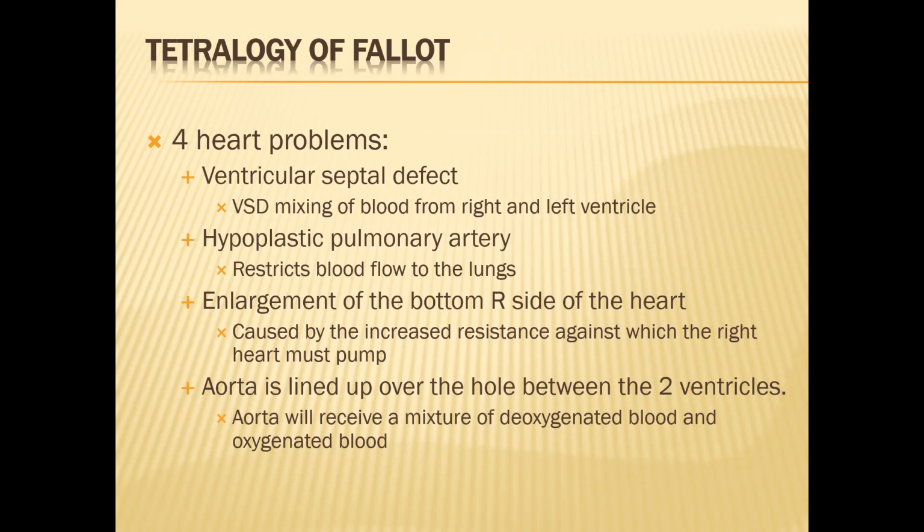It says the aorta is lined up over the hole between the 2 ventricles. So normally we want the left ventricle to pump blood into the aorta. But with that hole between the 2 ventricles, both ventricles are pumping blood into the aorta. Weird, right? So you've got your deoxygenated blood getting into the aorta, you've got oxygenated blood getting into the aorta. Pretty crazy.